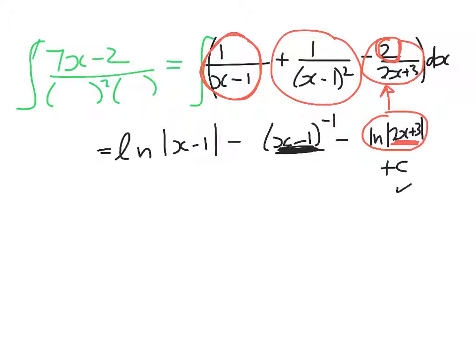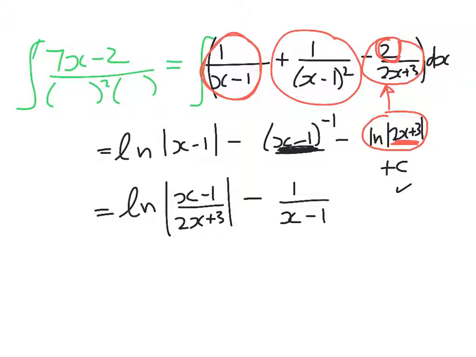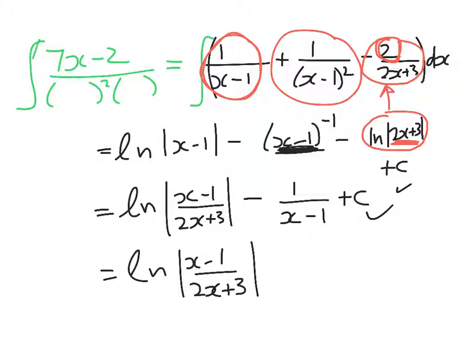Now that's fine to leave your answer like that, but a prettier version goes like this. The log of x minus 1 over 2x plus 3, using my log rules from level 2, minus 1 over x minus 1 plus c, that's a tick. Or the answer in the back of the book, almost the same, is plus 1 over 1 minus x plus c.